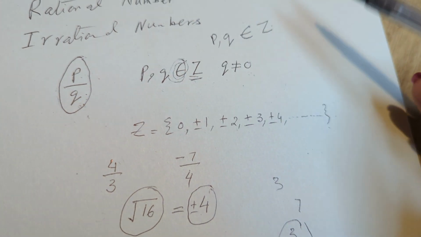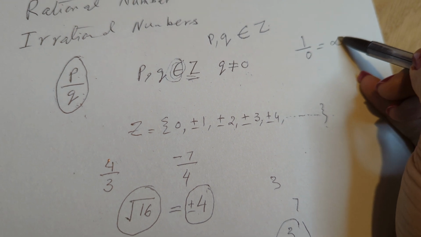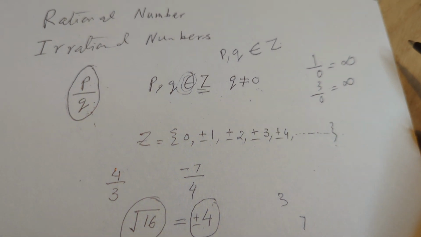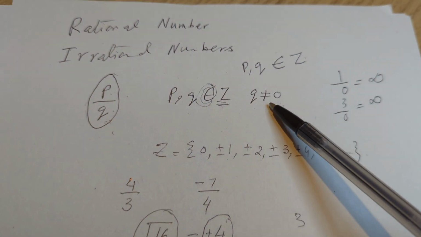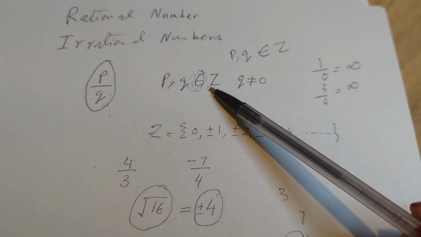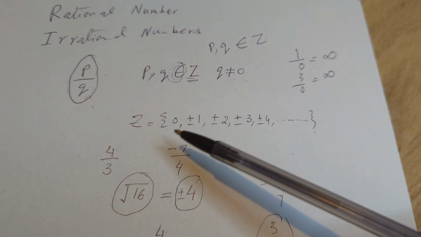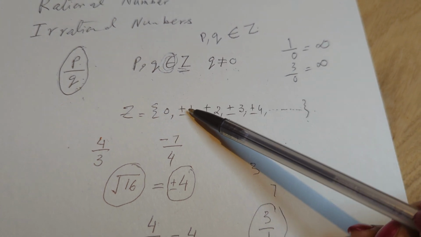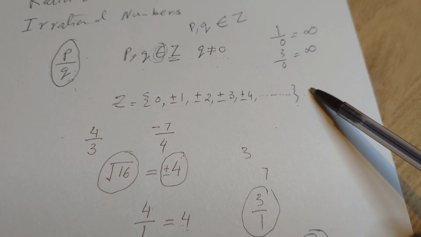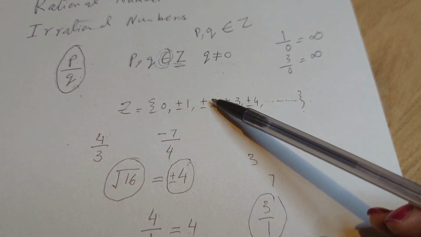This is the definition. 1 over 0 is equal to infinity. 2 over 0 is undefined. 3 over 0 is undefined. So the second condition is that Q should not be equal to 0. So what are the set of integers? Integers mean they can be positive or negative, and 0 is included in it. Plus minus 1, plus minus 2, plus minus 3, plus minus 4, going on up to plus minus infinity. So we have any type of numbers, whether positive or negative.